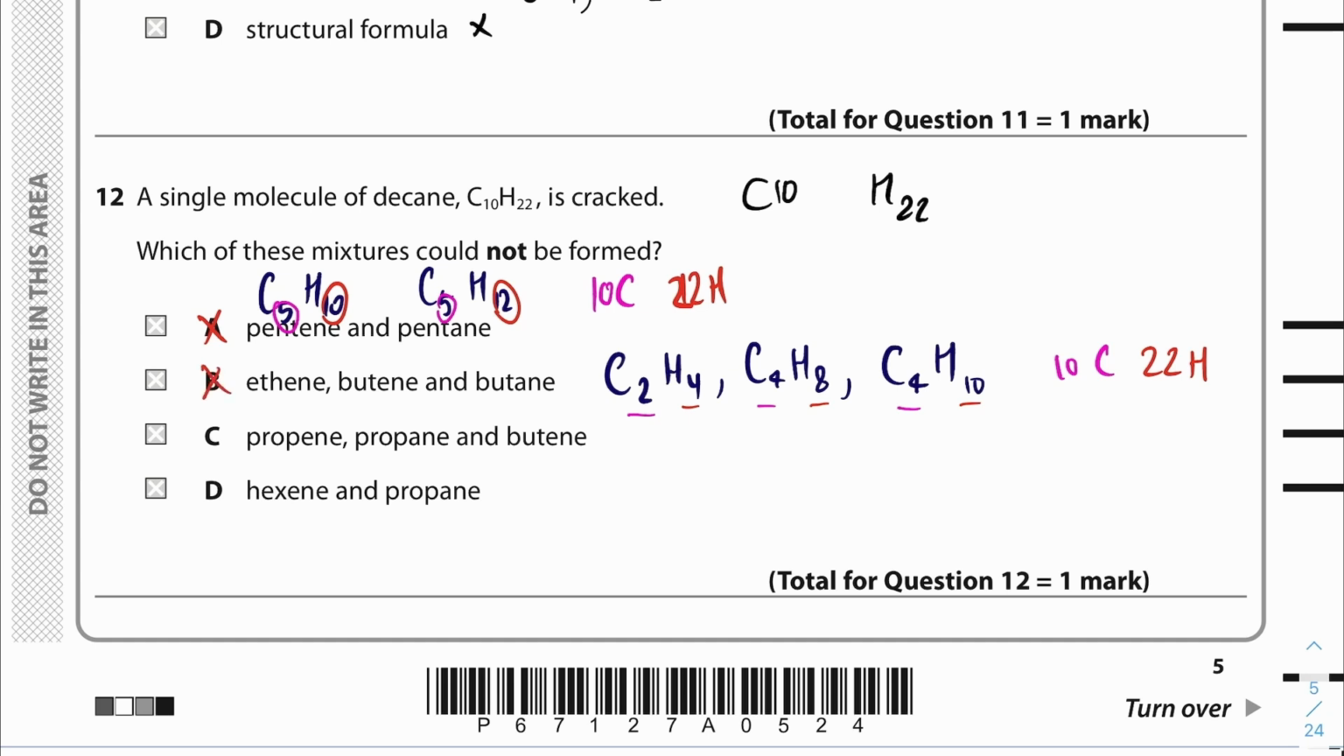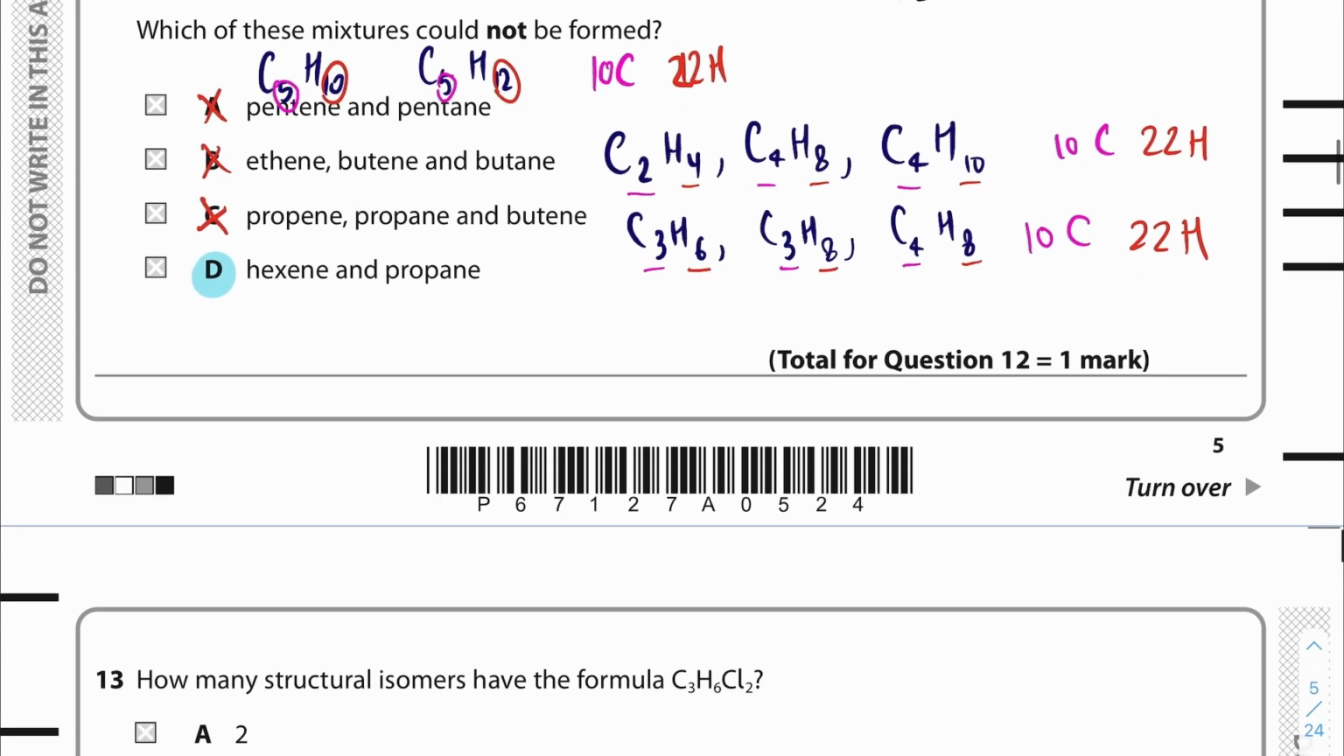Let's look at C. We have propene, which is C3H6, propane is C3H8, and butene is what we did before, C4H8. Let's look at this. 3 carbons plus 3 carbons is 6, plus 4 is 10 carbons. What about the hydrogens? We have 6 plus 8 is 14, 14 plus 8 is 22, so 22 hydrogens. So this can also be formed. So C is also out of our options list, so it has to be D.